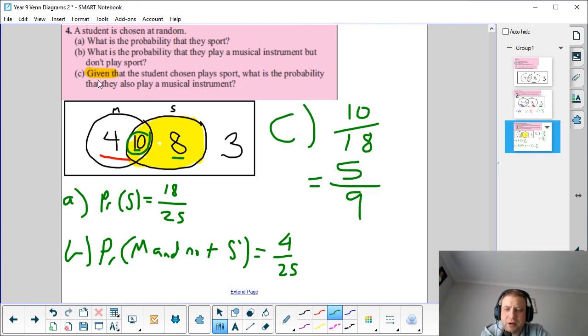All right, so these are going to pop up throughout the questions today. The word given, you should view given as a narrowing down of your possibilities. You should think about which area you're looking at, because it's not going to be out of everyone anymore, right? These first two questions were just out of all 25 students. Throwing that word given in there meant I had to look at a specific section and then narrow it down from there. So it ended up being 10 out of 18 instead of 10 out of 25.